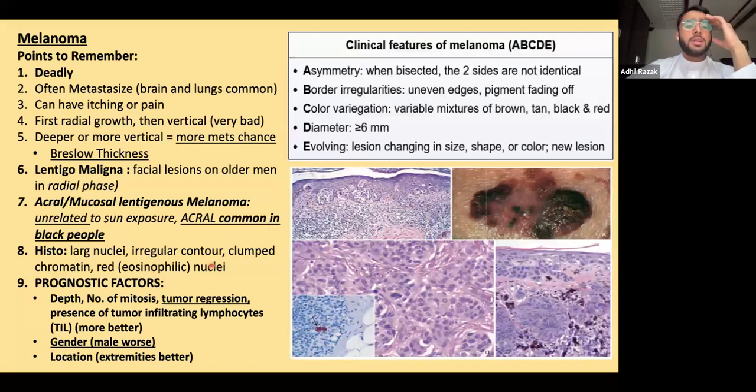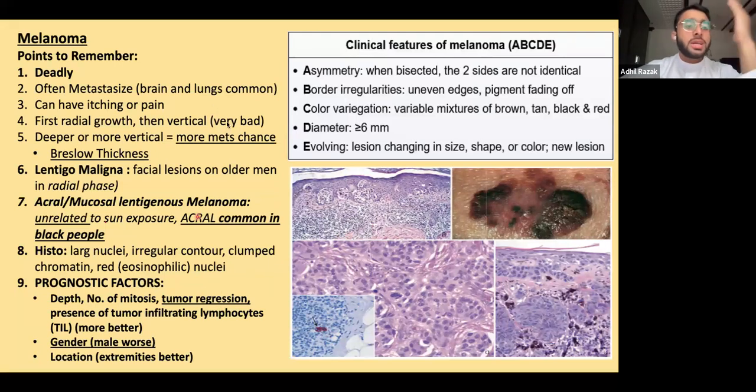And histology, you'll have large nuclei, irregular contour, clumped chromatin, and red or eosinophilic nuclei. Let me try to find, yeah, as you can see, this nucleus right here, it's red, giving it away. That is a very characteristic histological sign of melanoma.